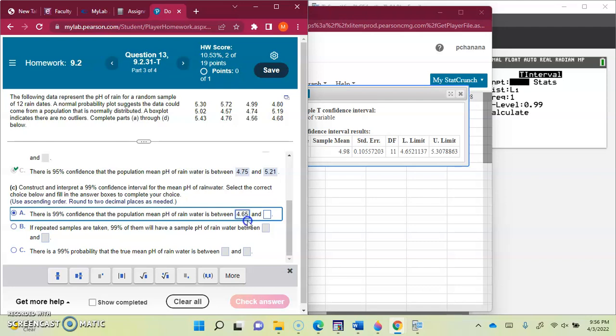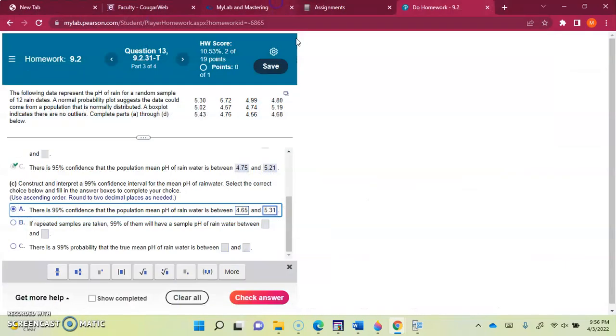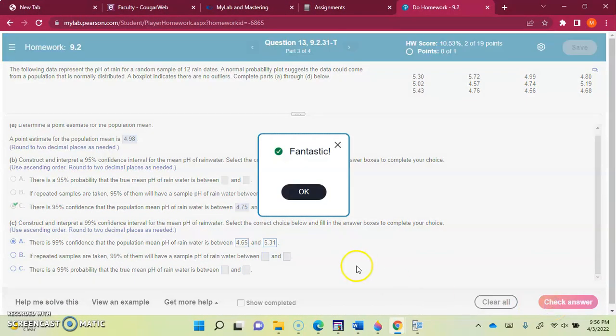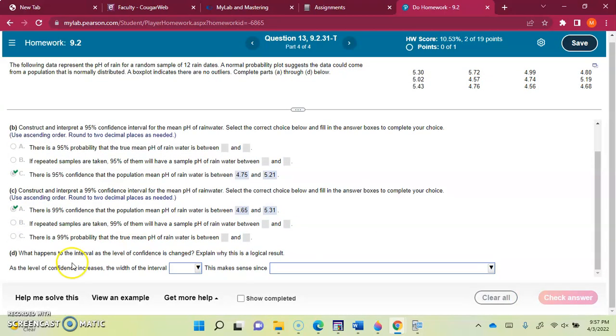4.65 and 5.31. So check that. Okay. What happens to the interval as the level of confidence is changed? Now you see how the level of confidence is increased, and what is happening to the interval. The previous interval was from 4.75 to 5.21, and now it is 4.65 to 5.31. So the length of the interval is increased. Okay. So as the level of confidence increases, the width of the interval increases.